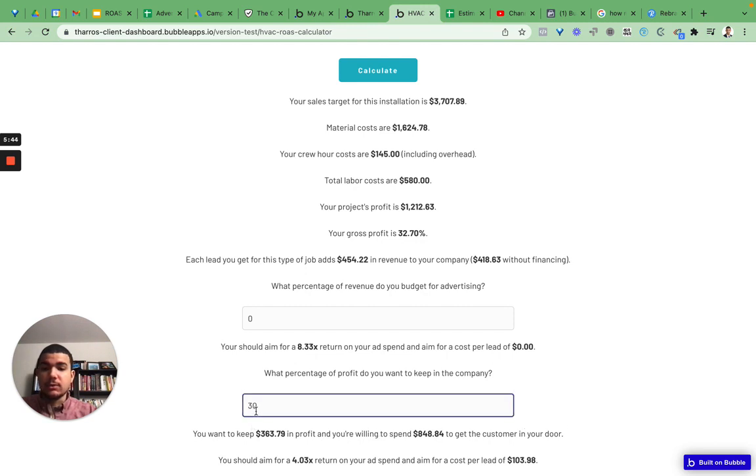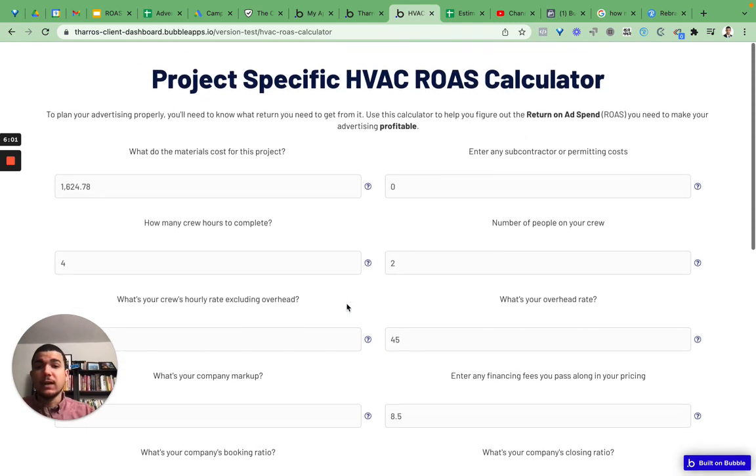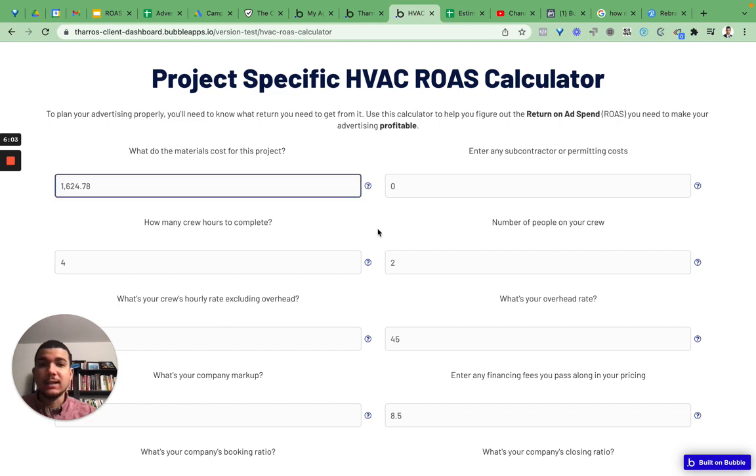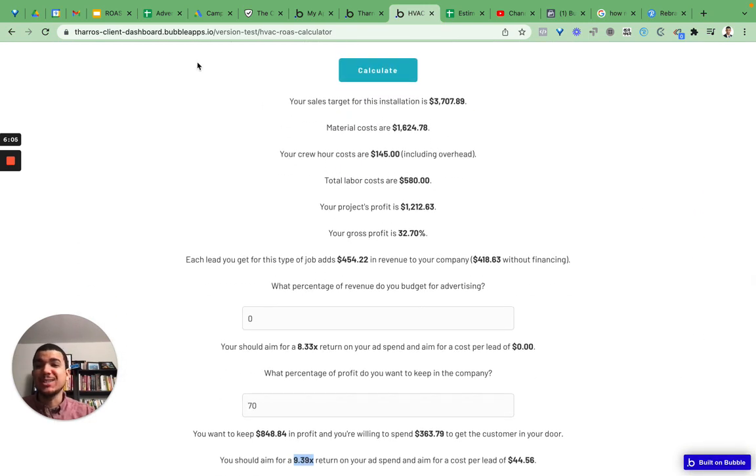Yeah, so you want to keep 30%. You want to keep 70%, actually. At 70%, you're going to make $1,000 per job. This is a half-day job for 2 people, so you're going to make $1,000 for half a day's work. At $45 per lead, you need a 10 times ROI on your advertising. So it's pretty simple to do. You can make it complicated like I did, but you don't need to.